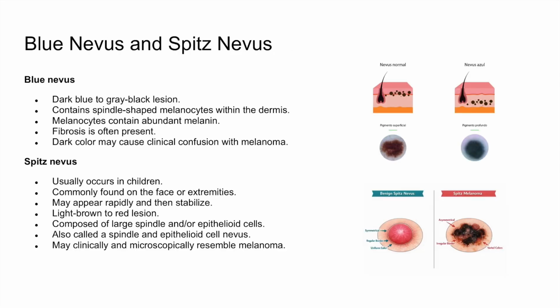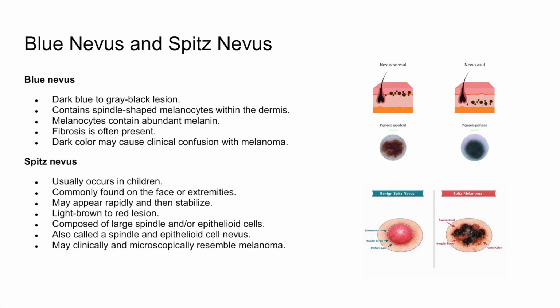So a blue nevus is a benign lesion composed of heavily pigmented spindle-shaped melanocytes located within the dermis, often accompanied by fibrosis. Because the pigment lies relatively deep, light scattering makes the lesion appear blue, blue-gray, or nearly black. Its dark color can clinically resemble melanoma, but a typical blue nevus is small, symmetric, and stable.